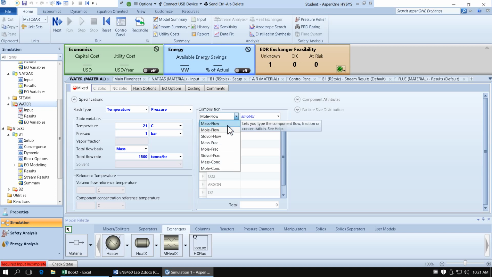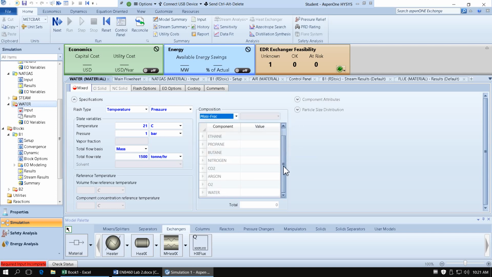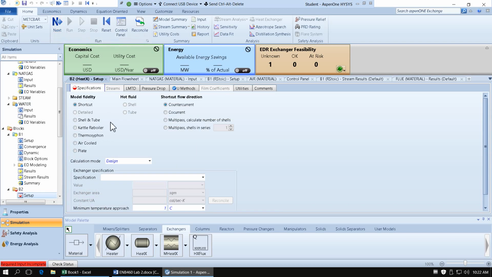And we know that this stream is 100% water, so we just put 1 there. So it doesn't matter here if it's a mass frac or a mole frac, because it's just 100% water. So that's all good. And then click next. And it leads us to specifying the heat exchanger, HeatX. Here. So for this one, let's just do it quickly. For the model fidelity, we'll use shortcut and a countercurrent flow.